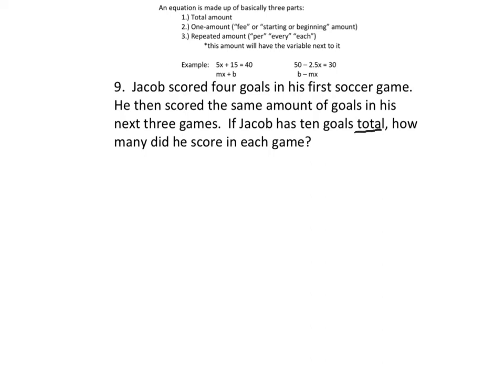So we always start out with y equals mx plus b. That's our equation form. And then we have to fill in what we know. So we do know he scored 10 goals total. So that's our total. 10 goals total. So we can put a 10 right there. We do need to find the rest of the information though.